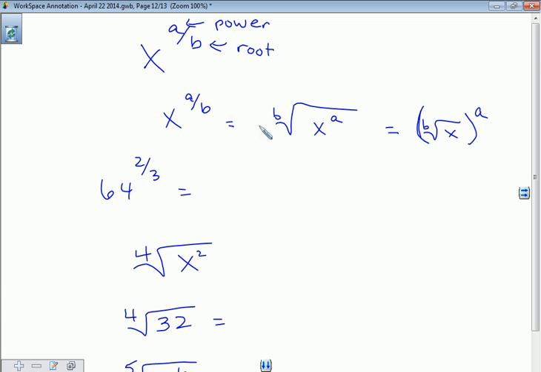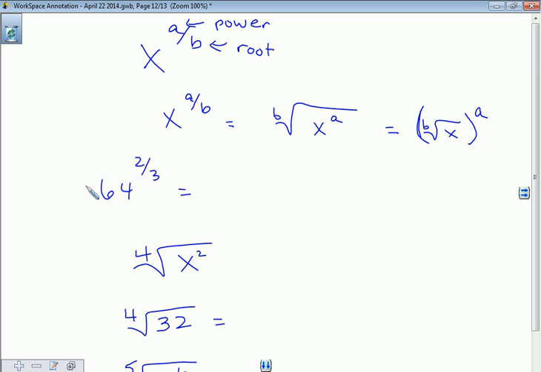So x to the a over b could be thought of as the b root of x to the a, or the b root of x raised to the a. Is this on our formula sheet, though? No, this is not on your formula sheet.